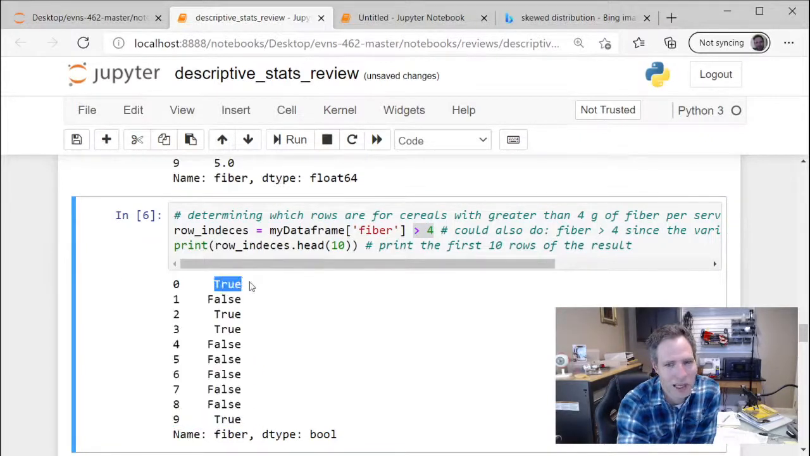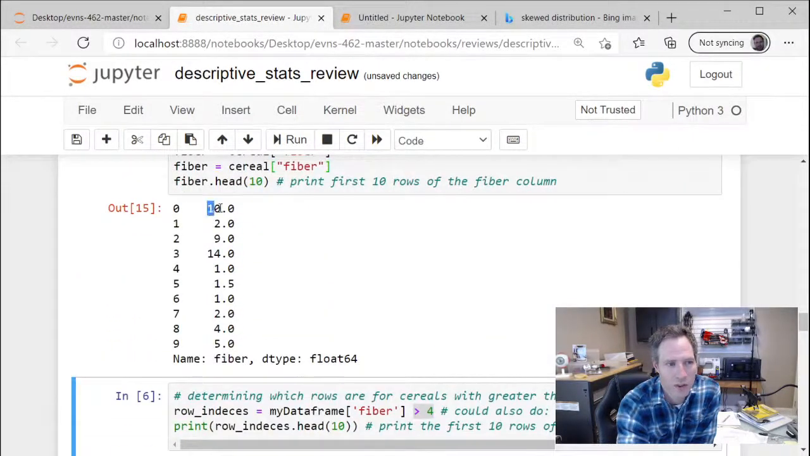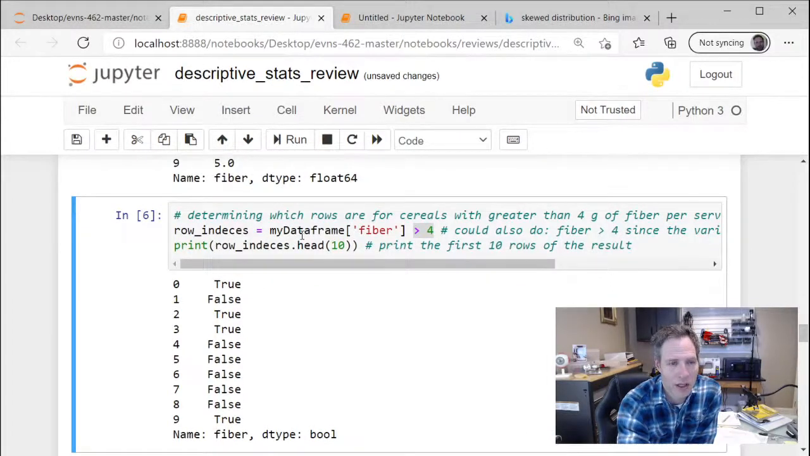So what does this mean? This means that in row 0, let's go back up here, fiber content is 10. In row 1, it's 2. These are grams. 9, 14, 1, 1.5, 1, 2, 4, and 5. So what you're getting here is a true if the fiber value is greater than 4, and false if it's less than or equal to 4. This is very useful at times to figure out which data values are larger or smaller than some threshold value.